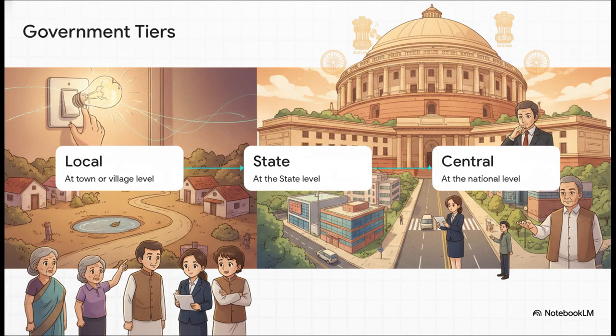Now, think about a broken light bulb in your house. You don't immediately call the National Electricity Board, right? You check the local switch first. Imagine actually calling the Prime Minister because your porch light went out. No way! You don't call the head of the country for a broken local road or a flooded neighborhood street either. That is exactly why we have 3 distinct tiers: local, state, and central governance.